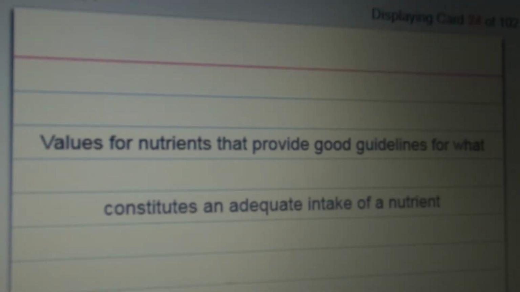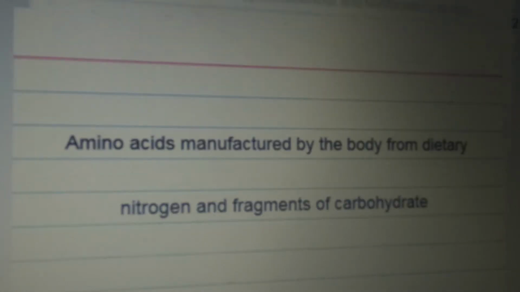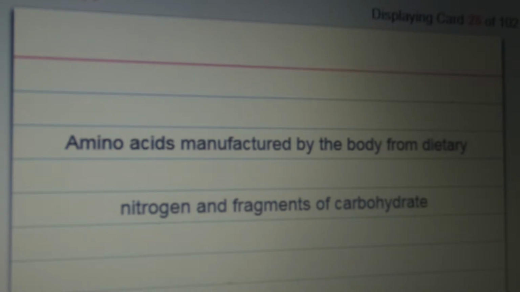Tolerable upper intake level. Values of nutrients that provide good guidelines for what constitutes an adequate intake of a nutrient. Dietary reference intake. Amino acids manufactured by the body from dietary nitrogen and fragments of carbohydrate. Non-essential amino acids. What are 8 essential amino acids?